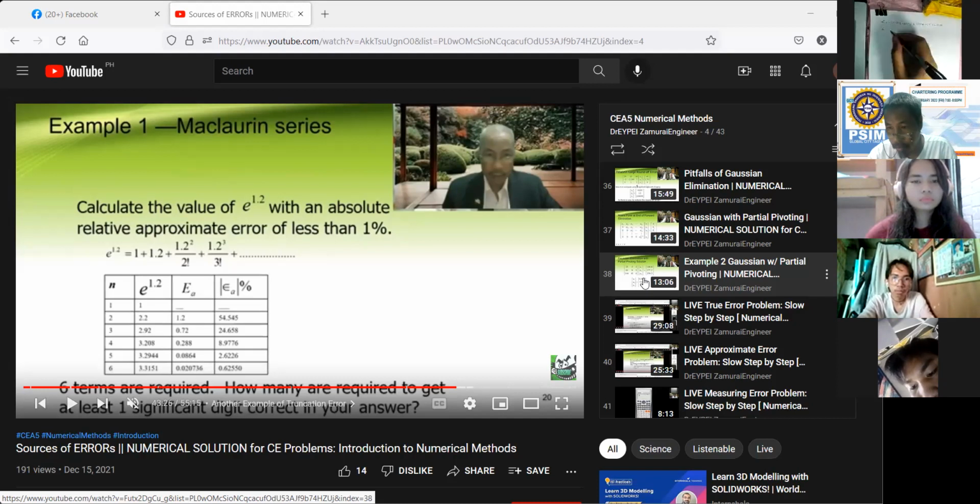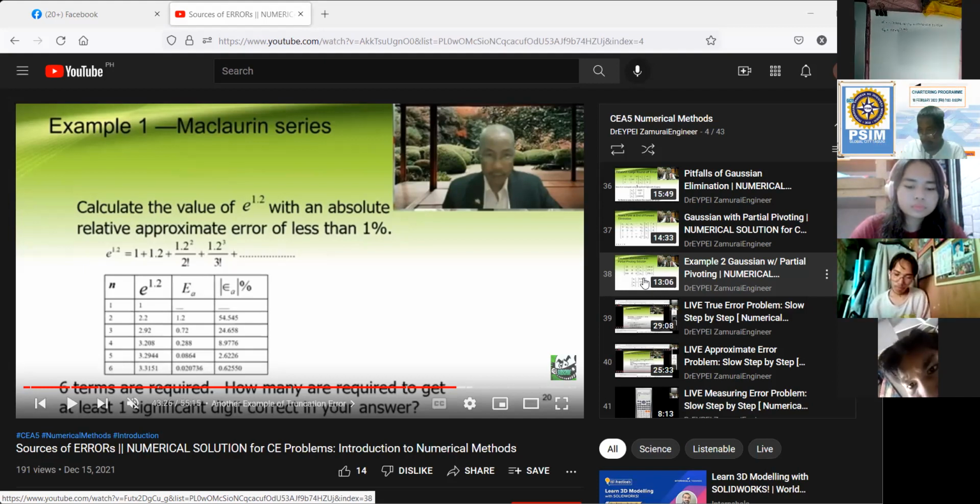We have now a good setup. I think you can see my paper. So if you want to be able to solve the number of significant digits, epsilon s equals 0.5 times 10 to the power 2 minus m, where m is the number of correct significant digits. So our answer is what?